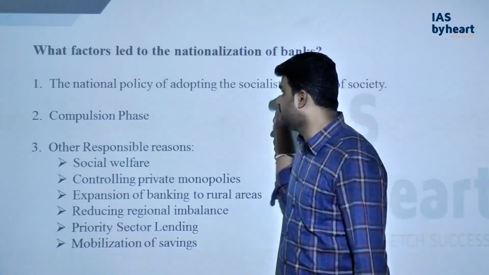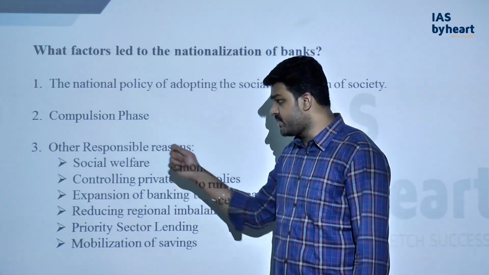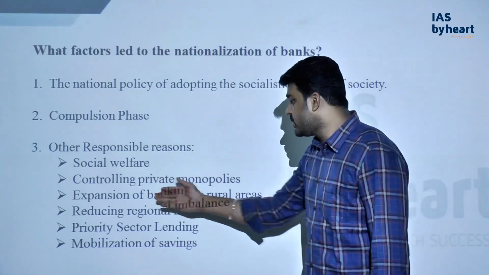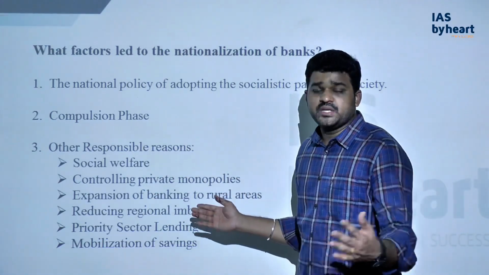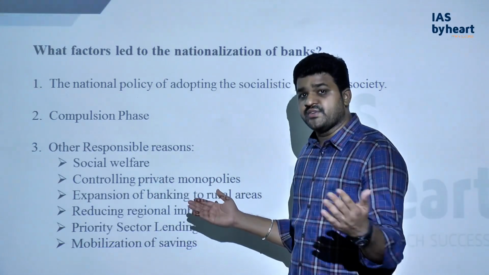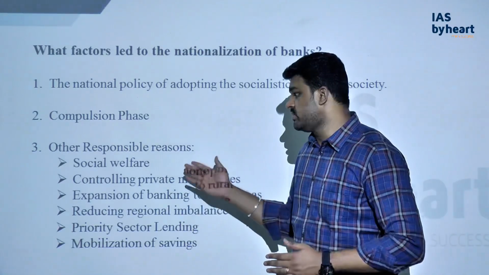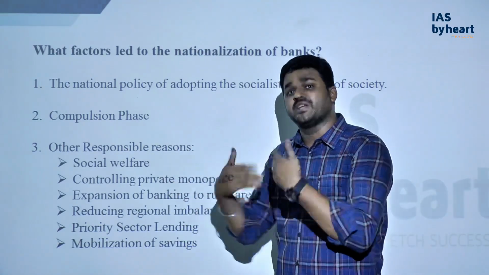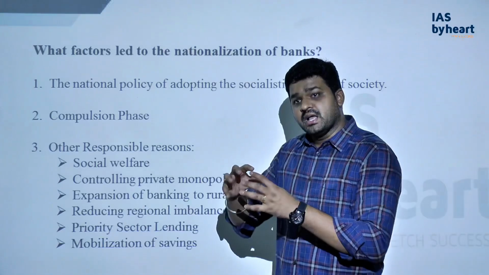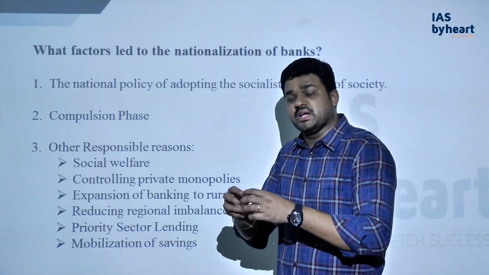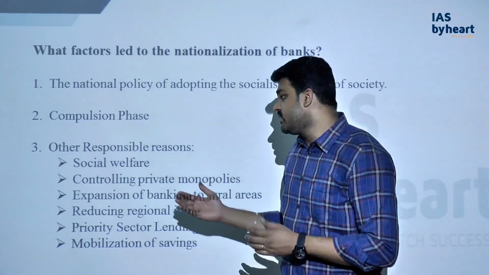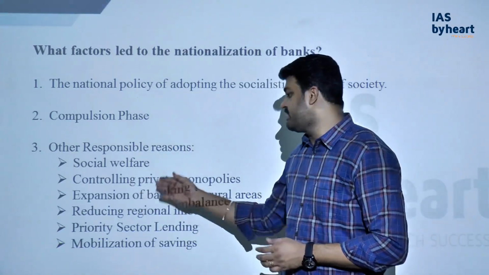The responsible reasons are social welfare. Yes, obviously, with a socialistic pattern of society, social welfare is the primary motive of the government, and then controlling of private monopolies. This means that at the time of the 1965, 69, 70s, the private banks played a major role. The private banks had a monopoly over the people, so the government wanted to control the private monopolies.